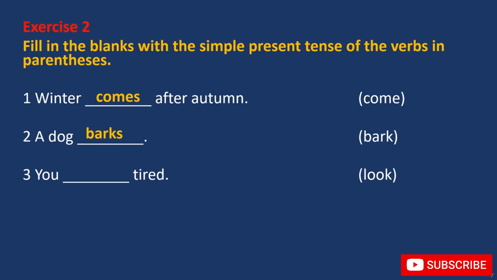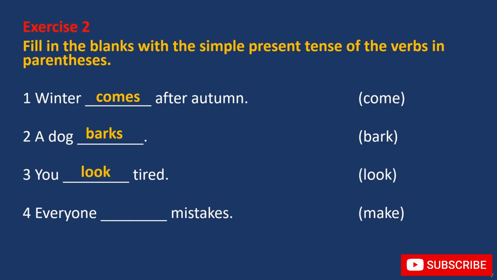You space tired. You look tired or you looks tired? I add s or no s here. Again, after he or she or it, I add s. But when I use you, I do not use s. Use the verb as it is. So again, you look tired, no change.